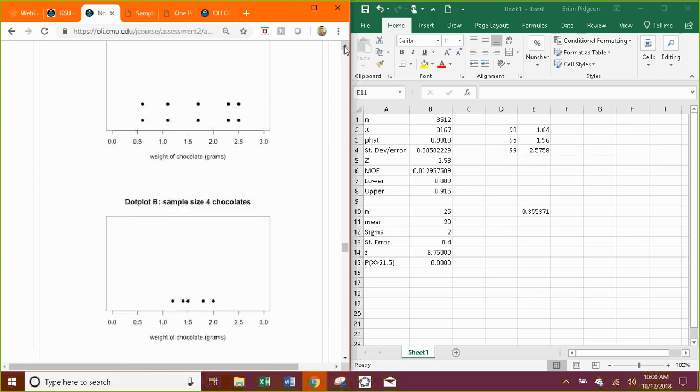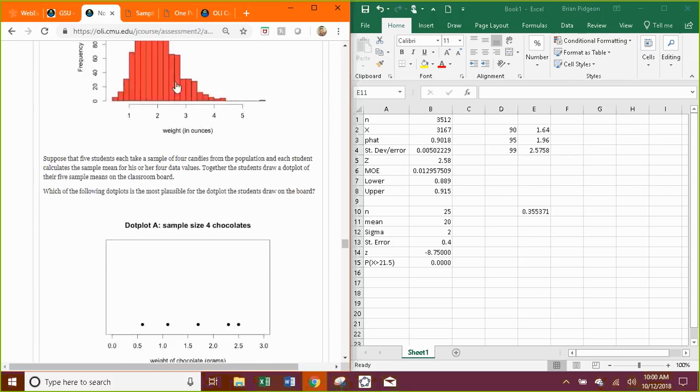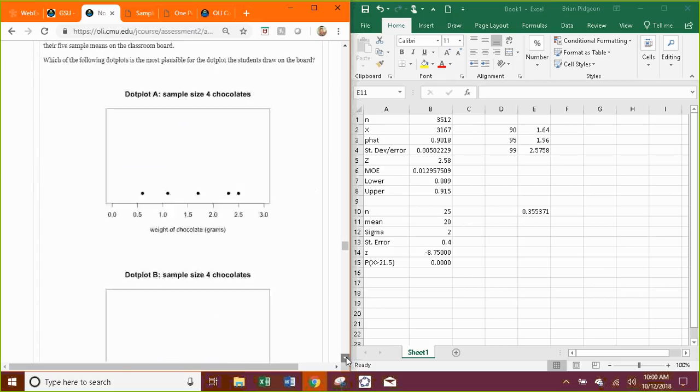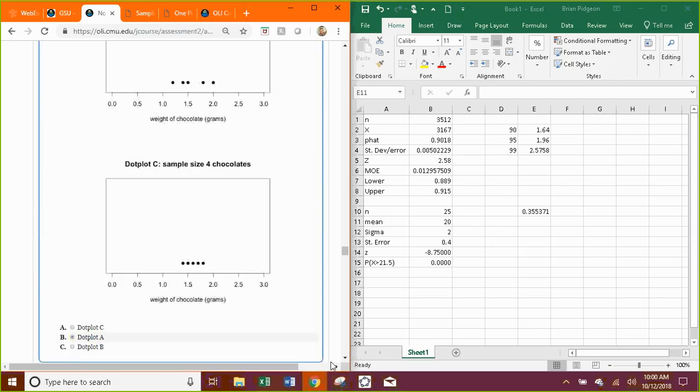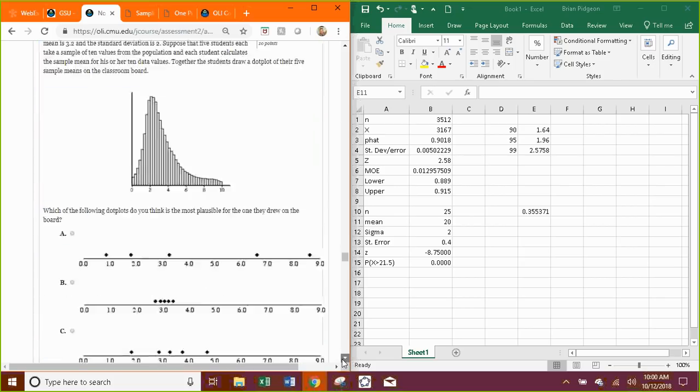I'm going to go ahead and say that it's going to be A, because these still are really close together. We would expect, because our population is skewed like this, we're going to see many values between 0.5 and 3. And because our sample size is so small, I'm going to go ahead and say dot plot A.